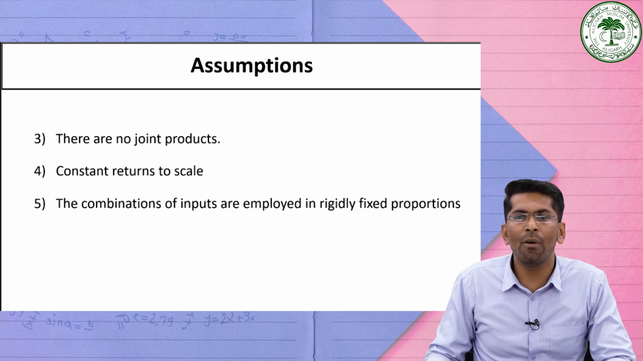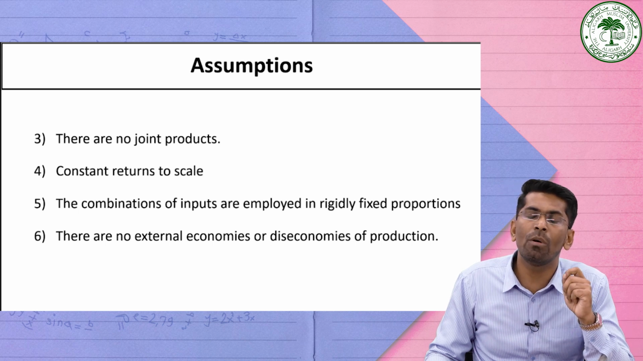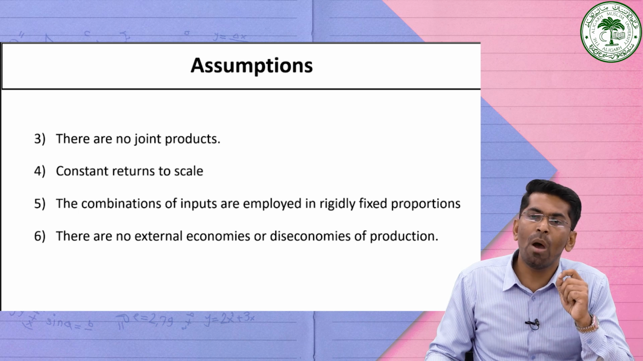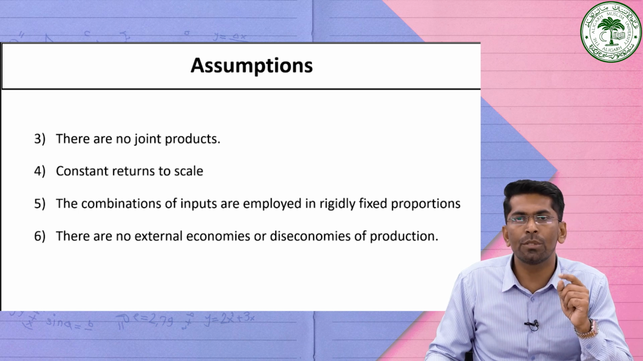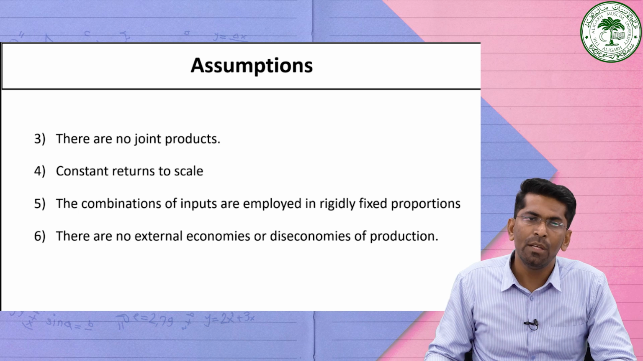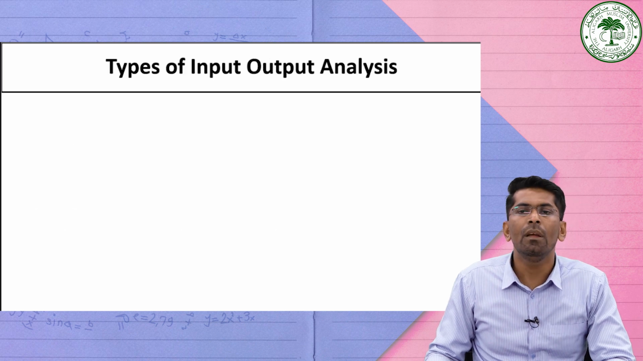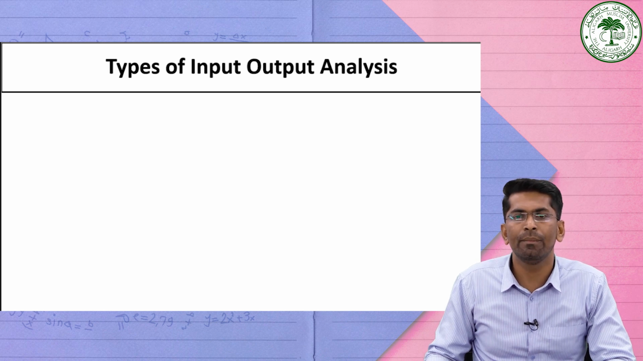And finally, we have another assumption, that there are no external economies or diseconomies of production. It means that the amount of input required to produce 1 unit of output remains constant over the period being analyzed. So these are some of the major assumptions we make while discussing input-output analysis. Now we have the types of input-output analysis.